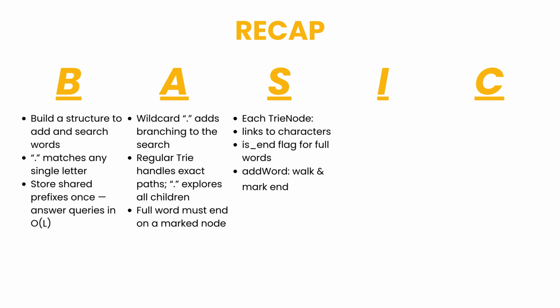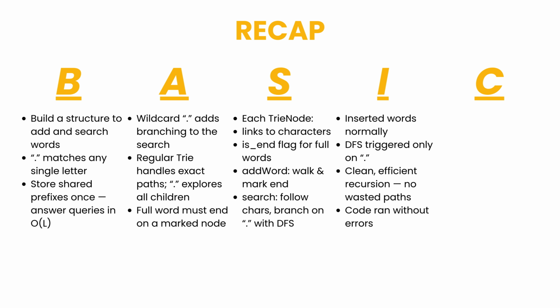We organized everything around a trie node with character links and an is_end flag. The plan: add word walks or creates nodes per character, then marks the end. Search scans character by character. On letters we follow the link, and on the dot we recursively try each child. Success only counts if we land on a node marked as a complete word. We followed that blueprint exactly. Standard insert for adds, depth first branching on the dot for searches, and kept the logic tight to avoid unnecessary paths.